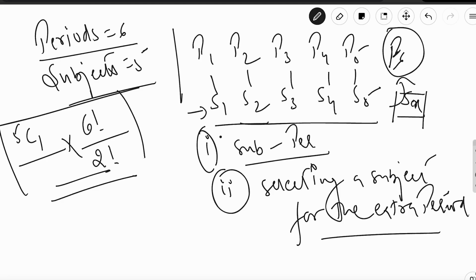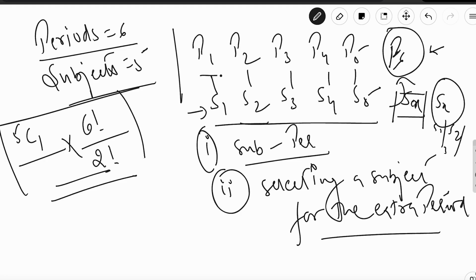Okay, let's revisit it. 5 subjects are unique. We select one subject out of 5 to fill this extra period. Now when this happens, one subject, s of x as we call it here, is repeated amongst these 5. It could be s of 1, s of 2, 3, 4 or s of 5.